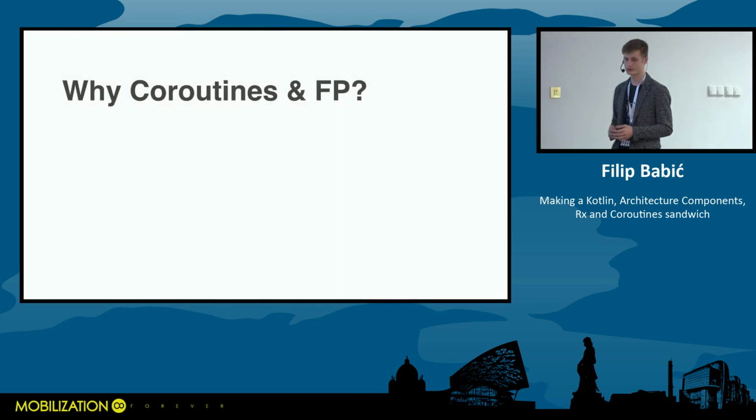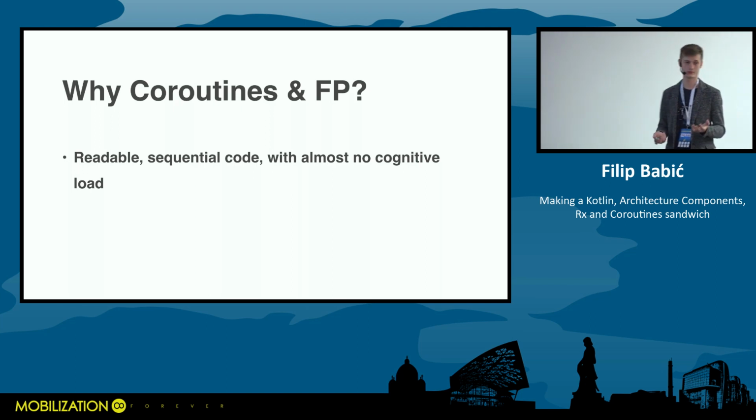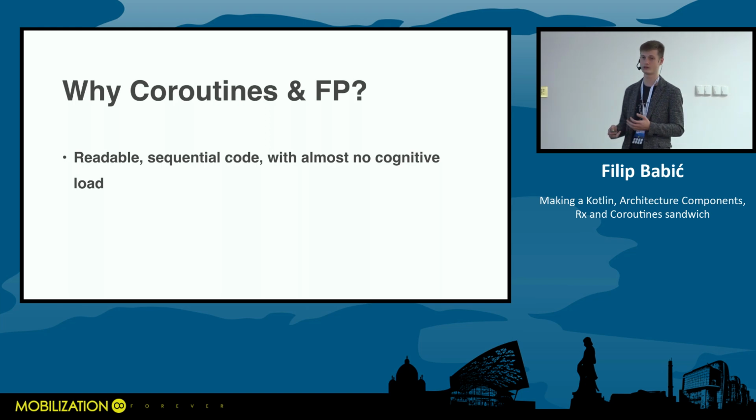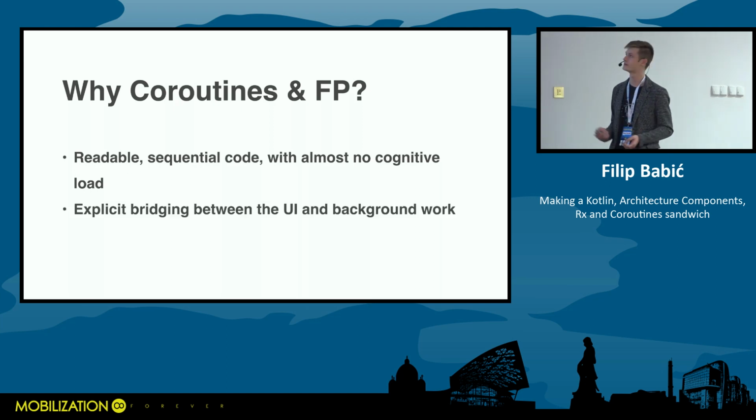What about coroutines and functional programming? So I didn't show a lot of functional programming stuff. Coroutines by default are kind of more functional than OP, but it in turn gives you readable code, which is sequential. It's easier to reason about sequential code rather than callbacks and Rx. And you have nearly no cognitive load because you say, okay, I want to get a user, and you get it, and you can use it later on. You don't have to do callback hells or Rx operators.